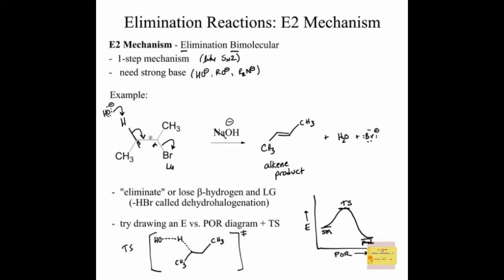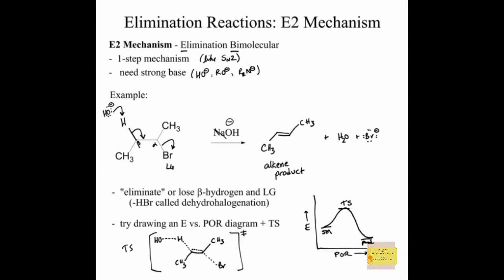We are also forming a pi bond between these two carbons, so we'll show a partial double bond being formed between those two. And finally, our leaving group is leaving, so we're breaking the carbon-bromine bond, and we'll draw that as a partial bond as well. So 4 bonds involved in this mechanism being formed or broken.